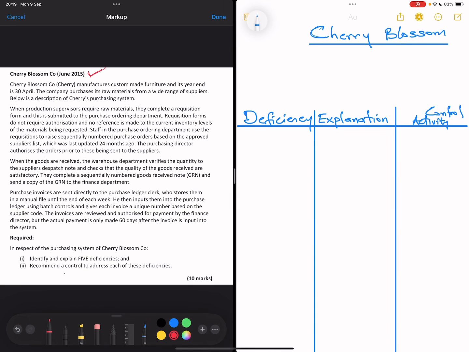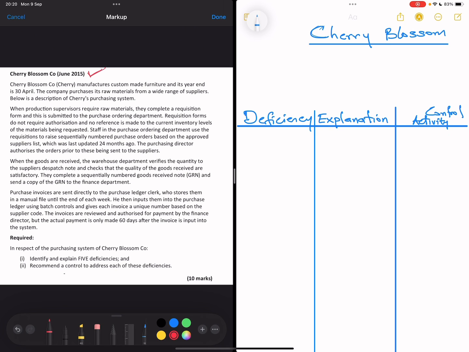Let's look at this question. Cherry. This is a question on purchase cycle, just to test your understanding again and to give a bit more insight on the process we just completed. Before you go into the details of the question, I always advise please read the requirement. So let's go and look at the requirement.